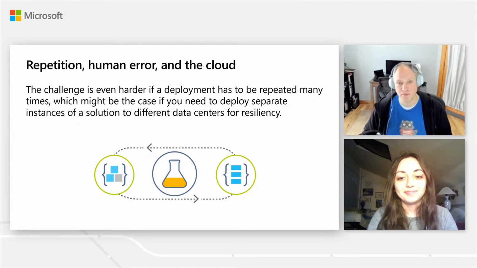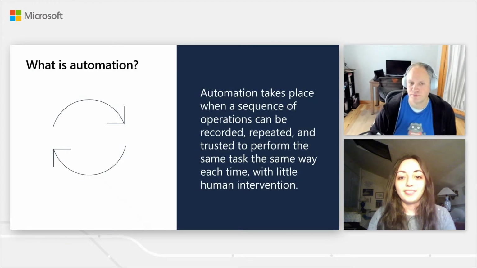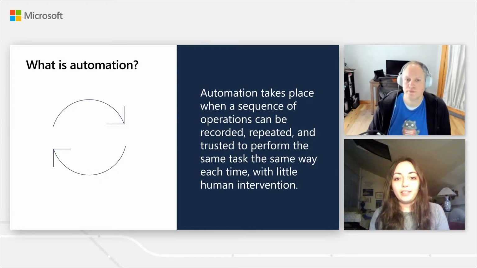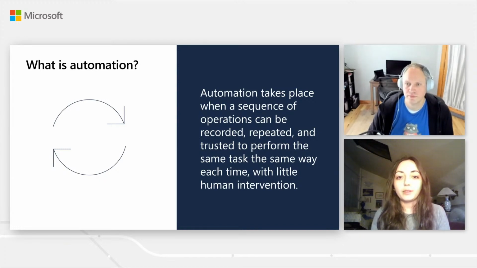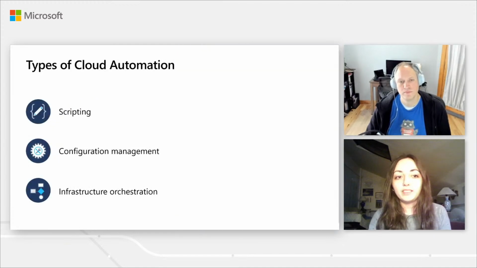Well, that's where automation comes in. So, Foteini, what can you share with us about automation? So, automation is the use of technology to perform tasks with reduced human assistance. This means that operations that were previously performed by humans can now be recorded, repeated, and trusted to perform the same task the same way each time. For cloud administrators, automation comes in 3 forms: scripting, configuration management, and infrastructure orchestration.